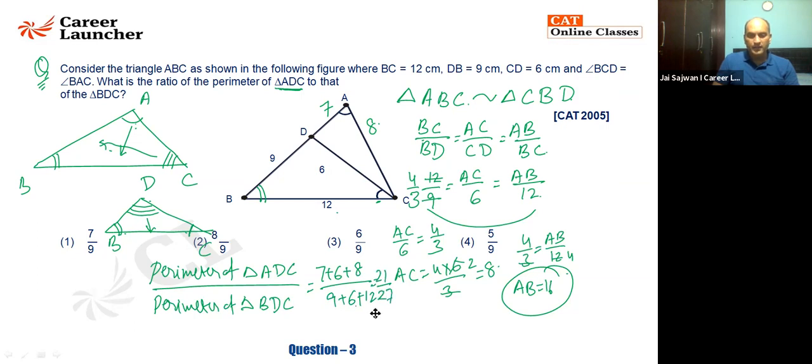So I can say that 3 is a common value. 3 7s are 21, 3 9s are 27. What should be your answer? Your answer is 7/9. I'm sure now it is clear to all of you why the answer is coming out to be first.